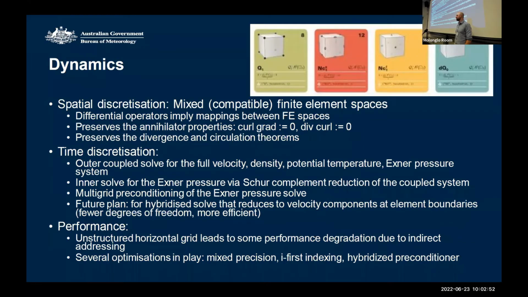There are several different things that have been put in place to negate this issue and improve the performance. One is mixed precision. Some parts of ALFRic use 64-bit reals, some parts use 32-bit. Some parts of the code also use I-first indexing. Typically we use K, the index that goes up the column, as the first index, because most of the physics happens in the column. But there are some aspects of ALFRic that loop in the horizontal first in order to ameliorate this problem of indirect addressing. And then there's the hybridized preconditioner that I just mentioned previously.